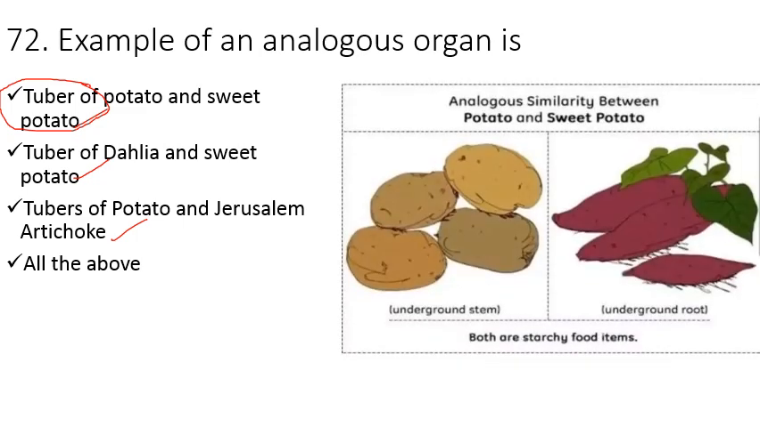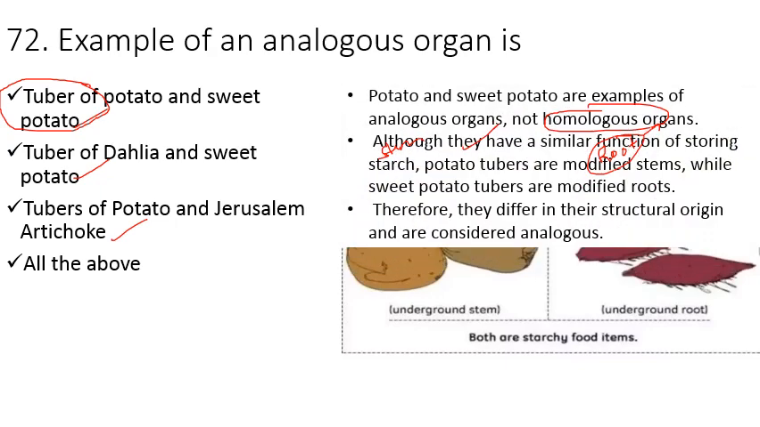Their origin is different, but they have some similarities in their appearance. As we know, the potato tuber is an underground stem, while Ipomoea batatas, that is sweet potato, is a modification of a root. So they have different origin, but they show some similarities, and that's why these are known as analogous organs. So potato and sweet potato are examples of analogous organs and not homologous organs, although they have similar functions of storing starch. Potato tubers are modified stem, while sweet potato tubers are modified roots. Therefore, they differ in their structural origin and are considered analogous organs.